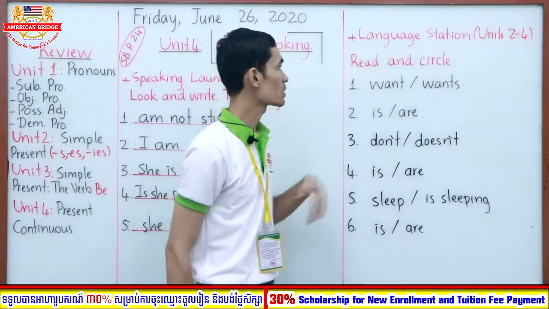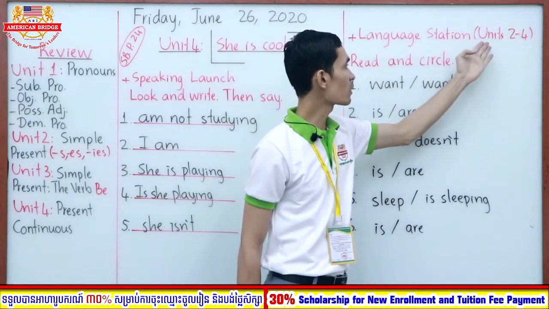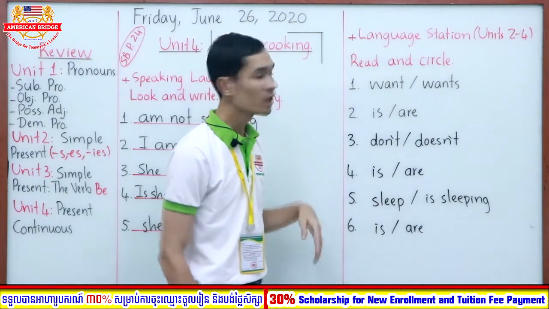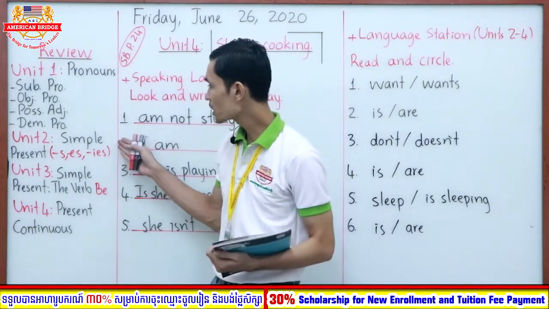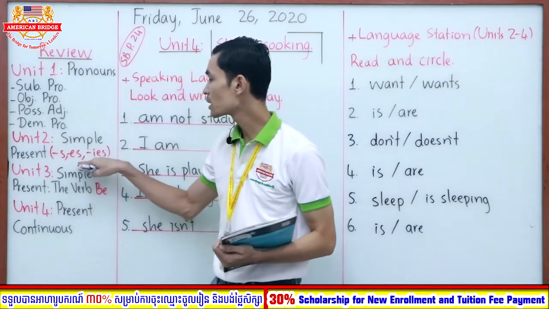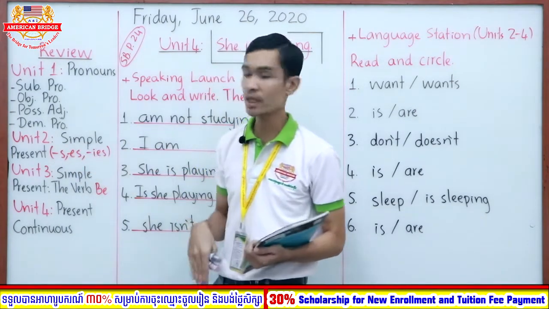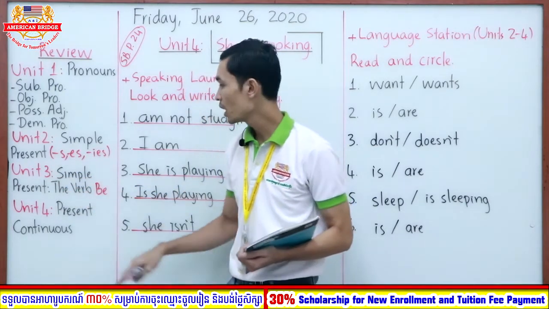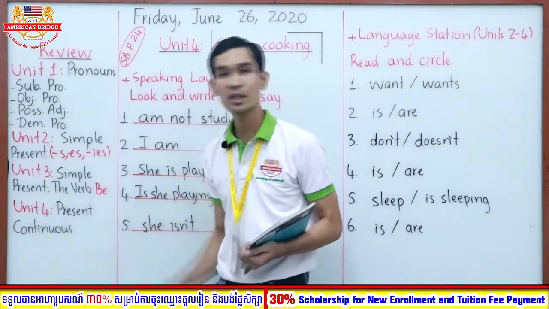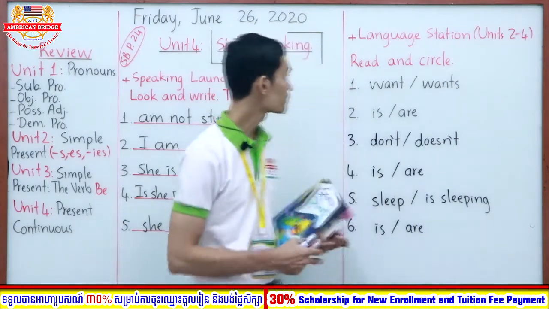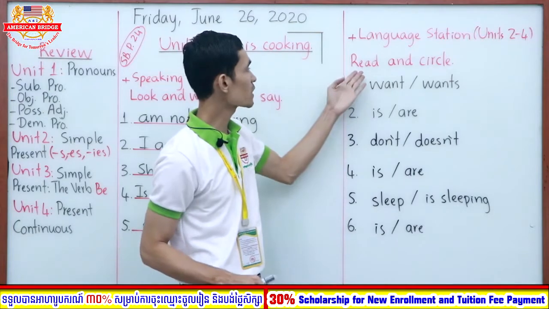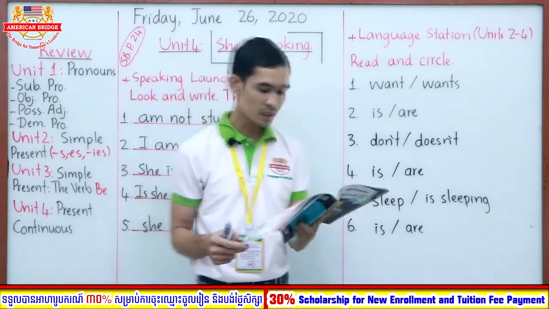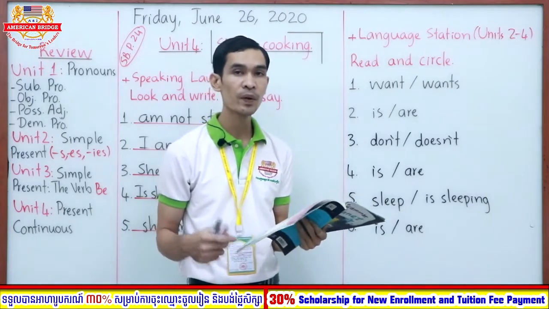Language stations. Okay, here we focus on units 2 through 4, right? Unit 2 focuses on simple present, how to add es or ies, right? Unit 3 focuses on simple present, the verb be. How about unit 4, present continuous? You are studying right now. Okay, here the instruction: read and circle. Here we have 6 numbers, right? You have to read and circle.